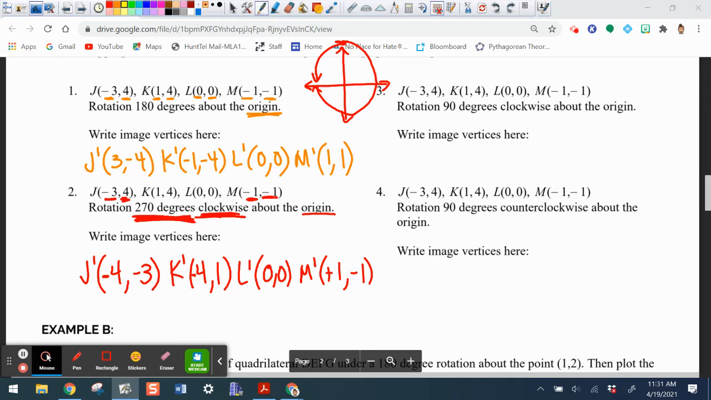Now let's look at item 3. We're going to rotate 90 degrees clockwise about the origin. So first thing we're going to do is swap x and y.